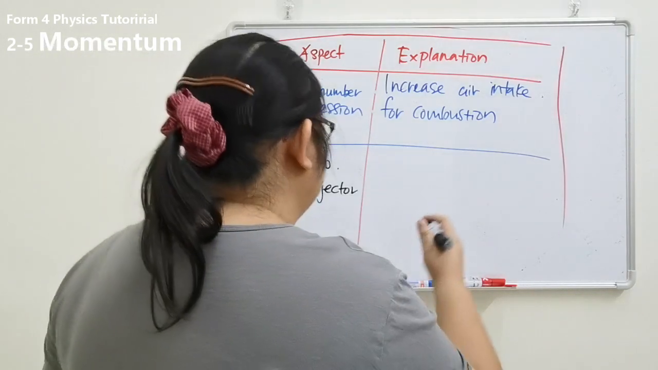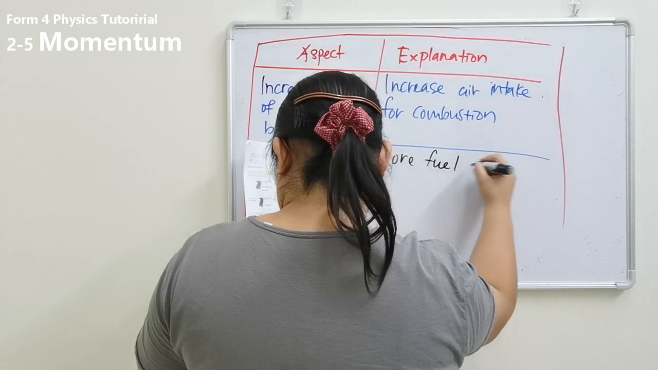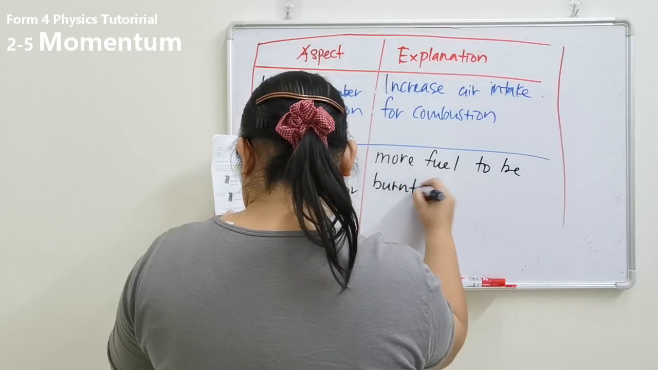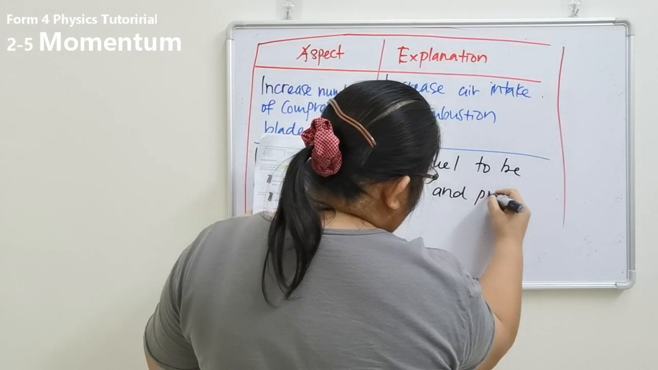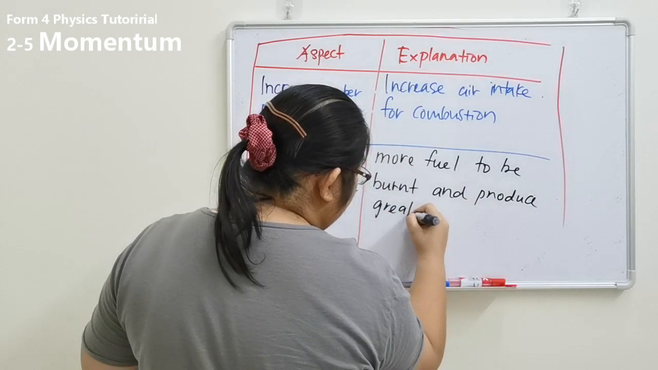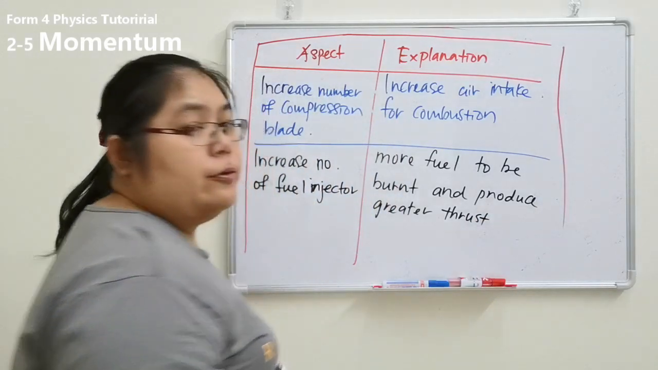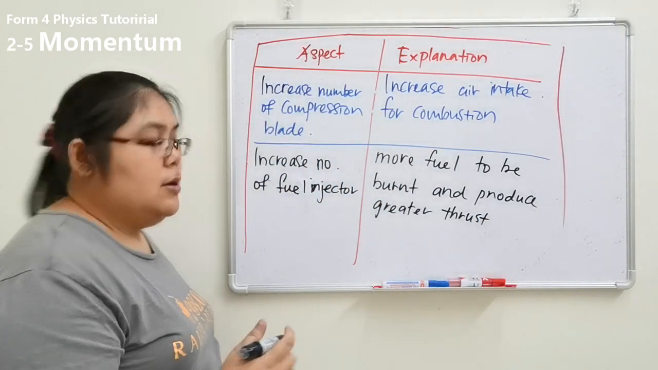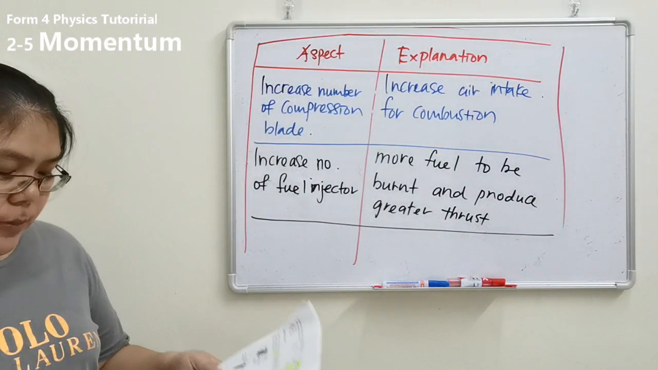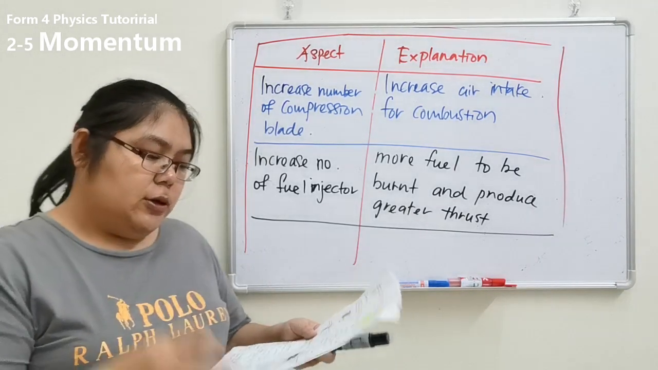So the reason is more fuel to be burned, and also you produce a greater thrust. Thrust means forward force, we call thrust. Okay, now you get 4 marks already. So this one is a 2 point. So now we continue for the third point.